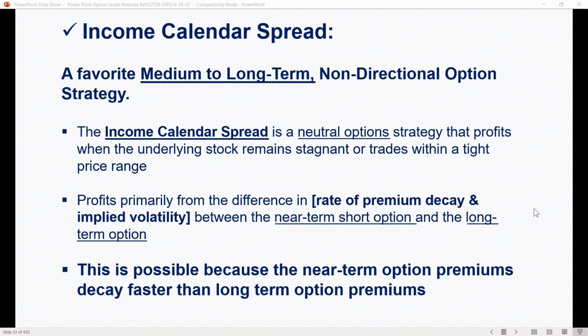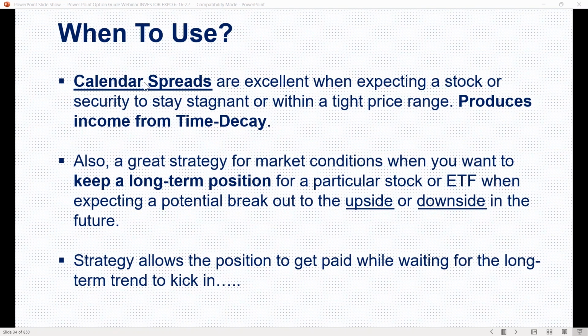So instead of being like a credit spread where your short and your long are in the same series, this puts your short duration near term, closer in to expiration, and then your long part is further out in time. This makes it profitable because near-term option premiums are going to decay faster than the long-term option premium. So it's really great to use when you're expecting a stock or security you're trading to stay within a stagnant, tight range, producing income from the time decay.